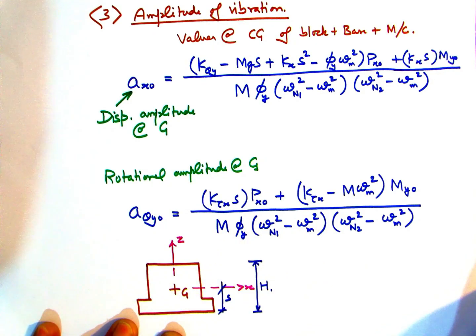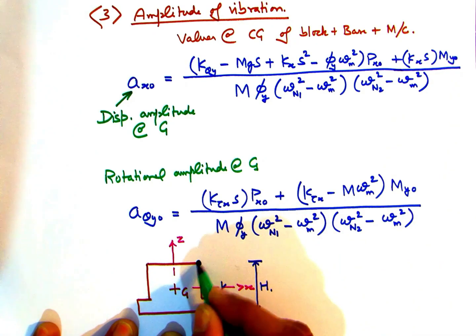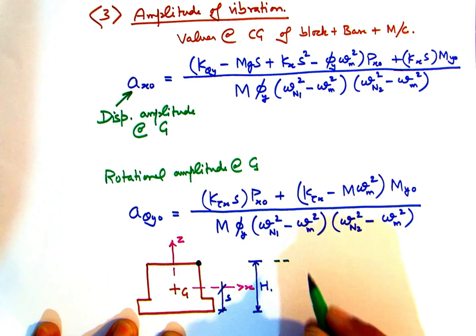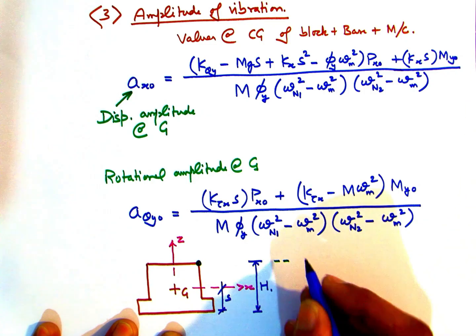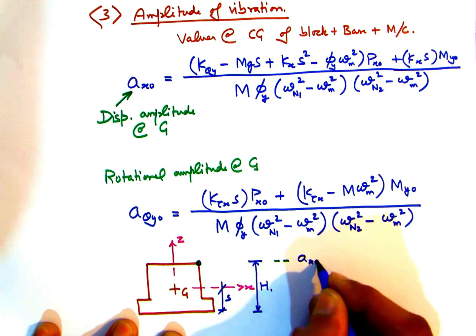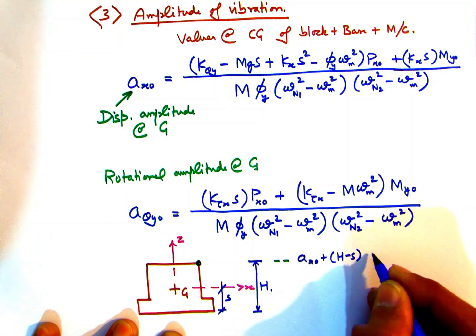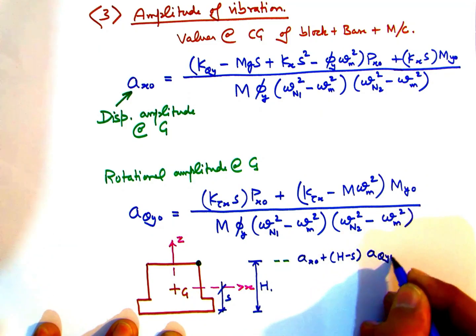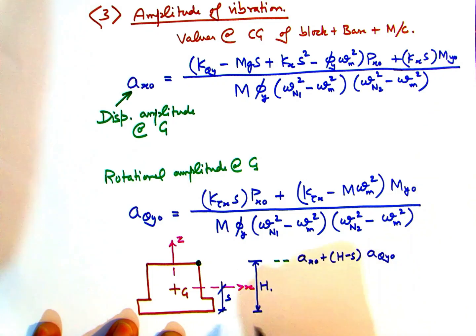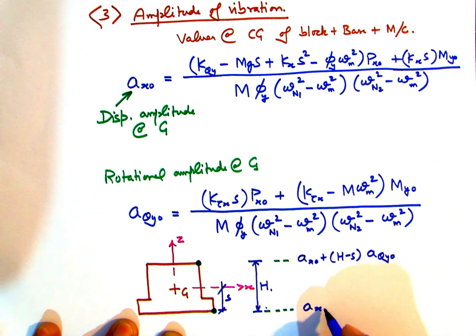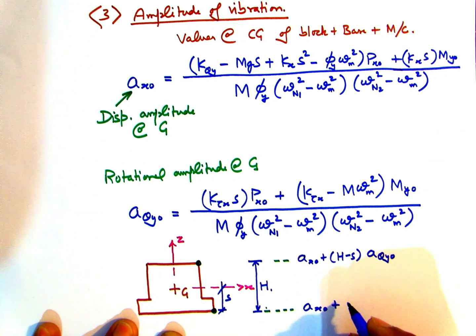As a result of the combined vibrations, we need to find out the net amplitude of the horizontal vibrations at the top and the bottom of the foundation block. So at the top of the foundation block, it will be given by the value as shown here. Note that h is the total height of the block. So what we are doing is multiplying the rotational amplitude with the height of the top above the CG.